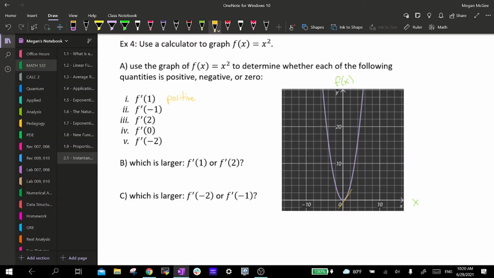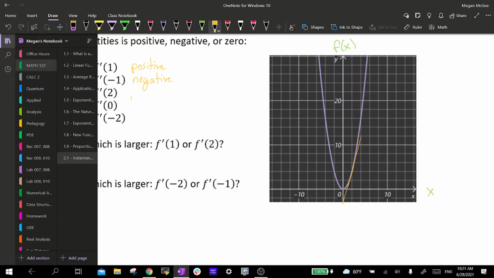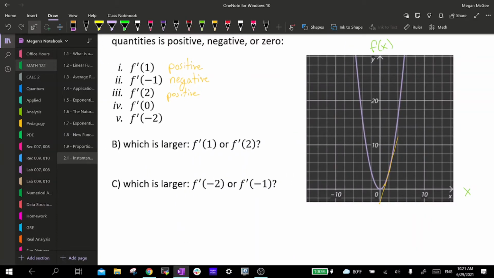All right, how about f prime of negative 1? Well, negative 1 is over here at this point. So this is a negative slope. How about positive 2? I'll zoom in a little bit more so we can see this better. So if this was 1, this is going to be 2 over here. So our line will look something like this. Again, it's positive. Let's jump to the last one, f prime of negative 2. We can go ahead and say that one's going to be negative because it's this one over here, right?